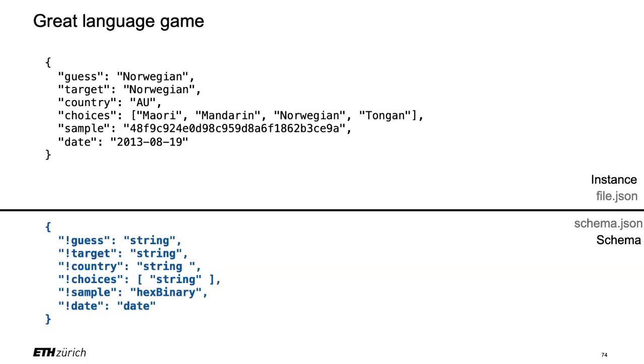And basically what you have here is that somebody played from Australia, they were in Australia, and they said it's Norwegian, and they were correct. So the guess was Norwegian, and the target, which is the correct solution, was also Norwegian. So in that case, they won. And that was actually played on the 19th of August, 2013.